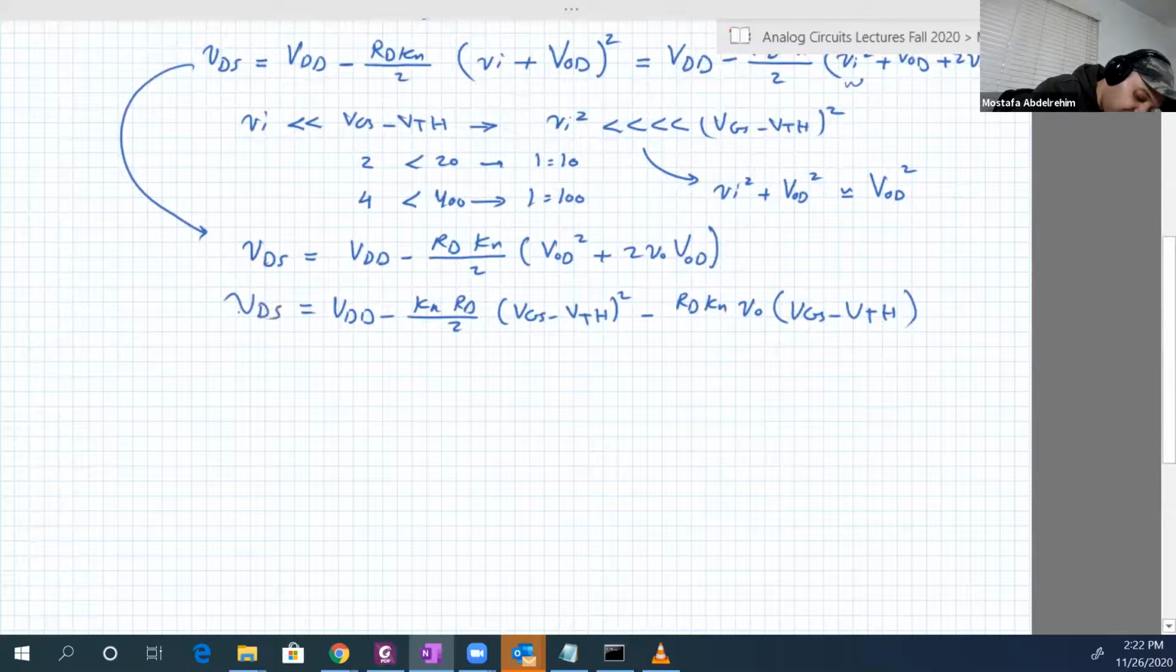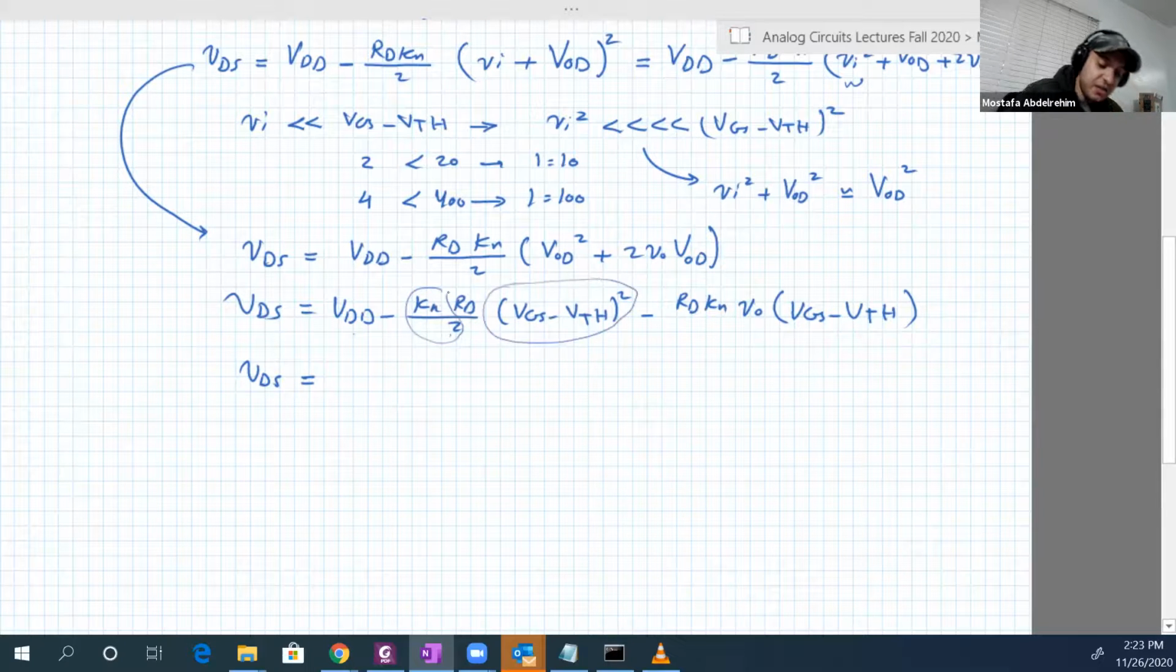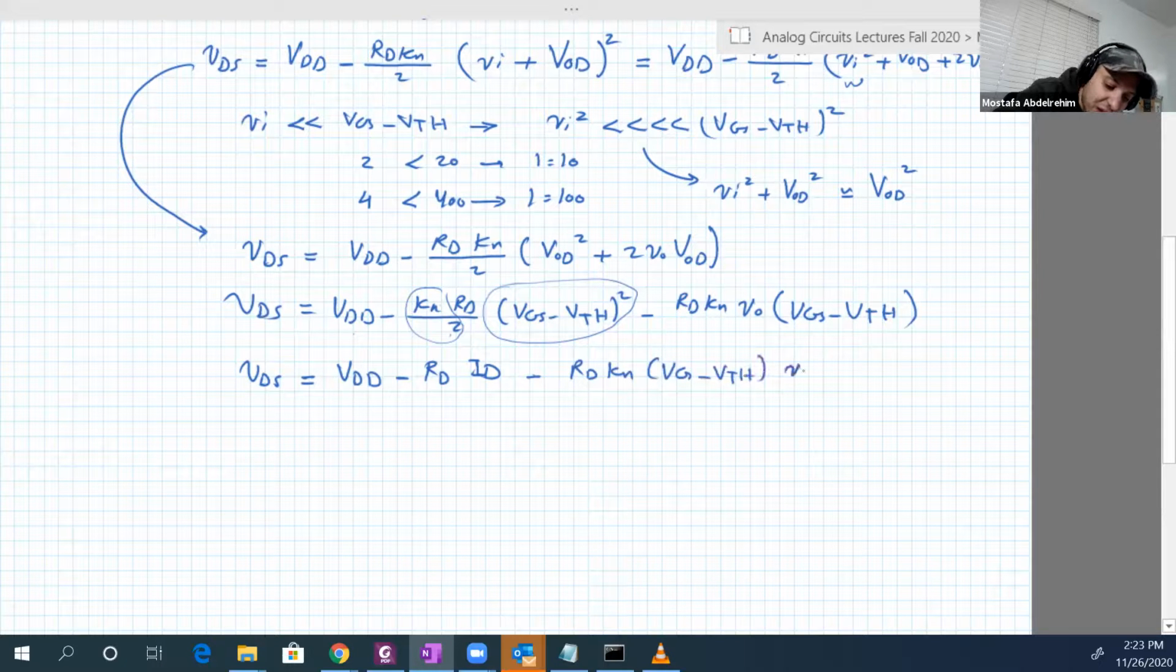And now we will have a minus here. So vDS, let's write it as follows: vDS equals VDD minus Kn RD over 2 (VGS minus V threshold) squared, minus RD Kn (VGS minus V threshold), which is all constant, multiplied by Vi. So what is Kn over 2 multiplied by (VGS minus V threshold) squared? If there is no AC input and we only have DC, this will be capital ID. So this is VDD minus RD ID, where ID is the DC portion of small iD. Remember, we have two components, AC and DC.